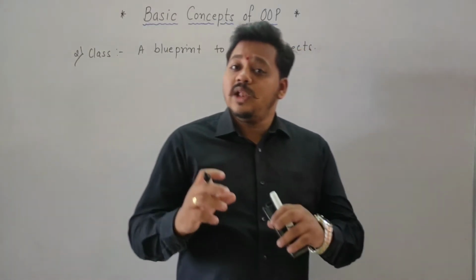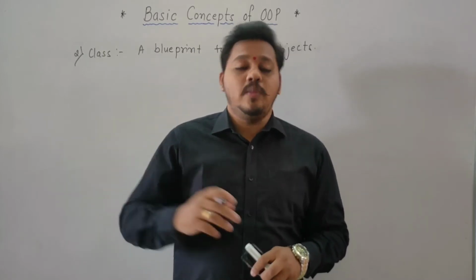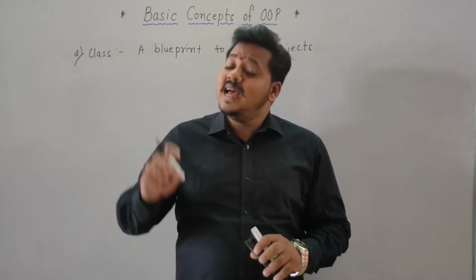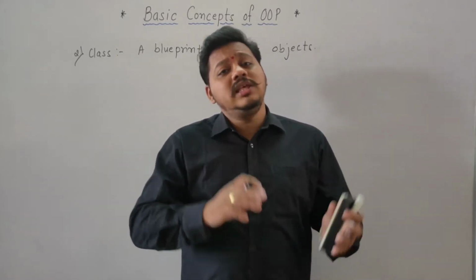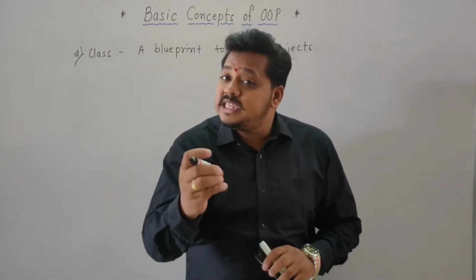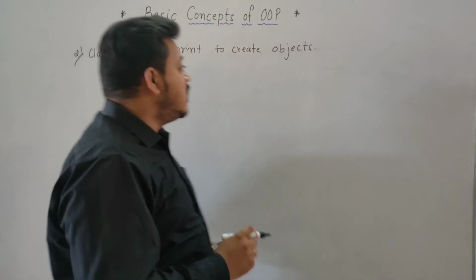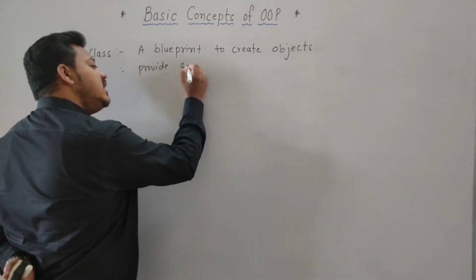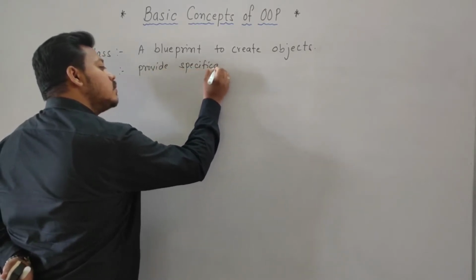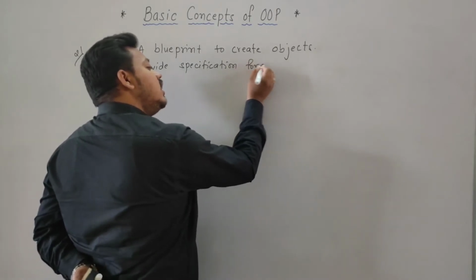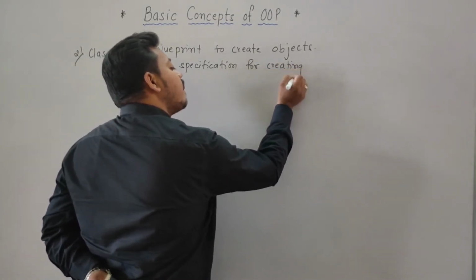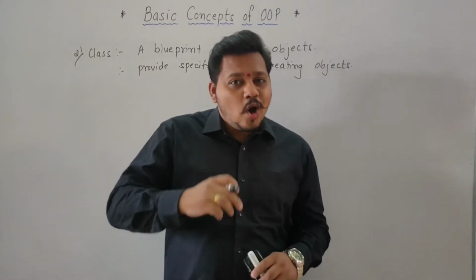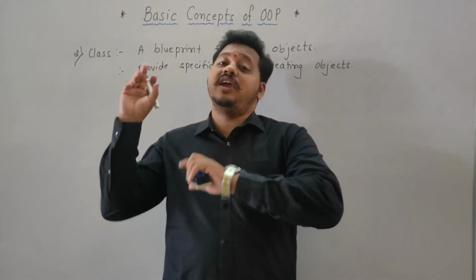That means class will provide some structure for creating the object. So whatever the attributes, properties, and functionalities that are required from the objects, all these methods and functionalities are specified in my class. So what does class do? Class provides specification for creating objects. That means how my object should look, I am going to specify it in class.